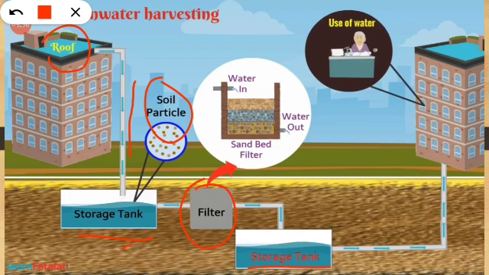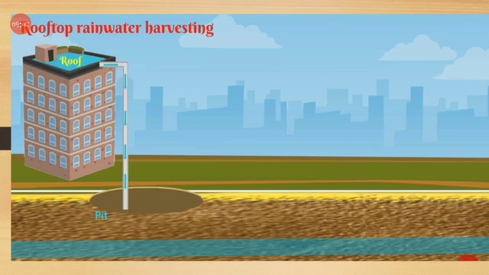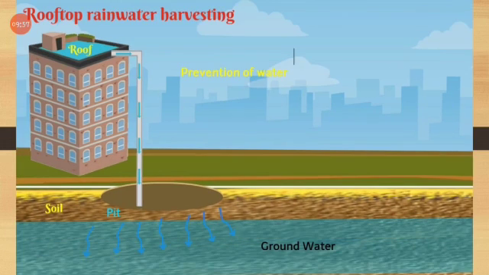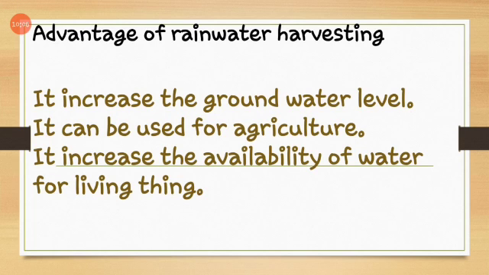Instead of a storage tank, the water can also be transferred to a pit in the ground, where it is absorbed into the soil. This water added to the groundwater increases the level of the groundwater. Now we will understand the advantages of rainwater harvesting. It increases the groundwater level. It can be used for agriculture. It increases the availability of water for living things.